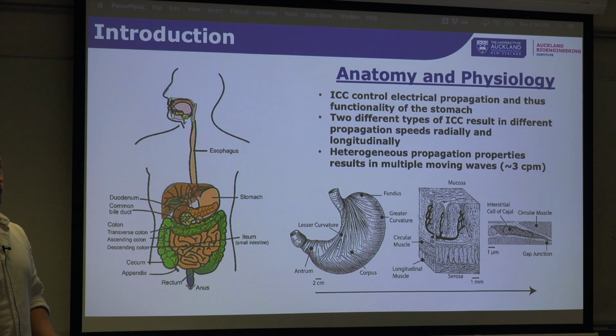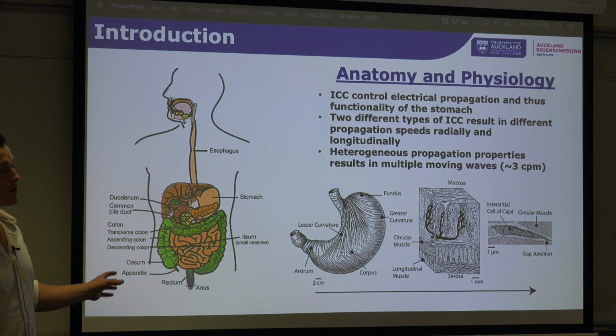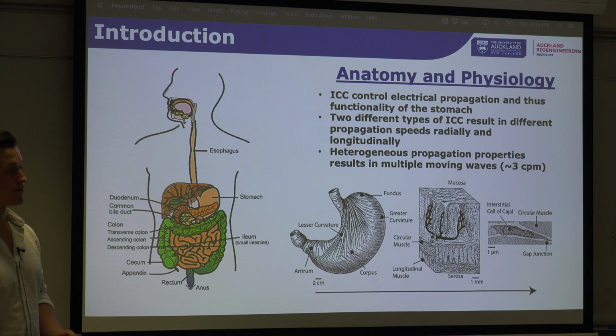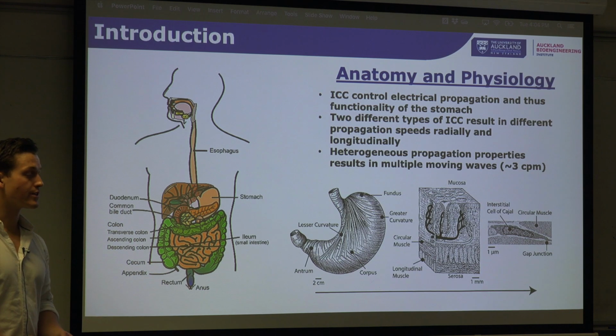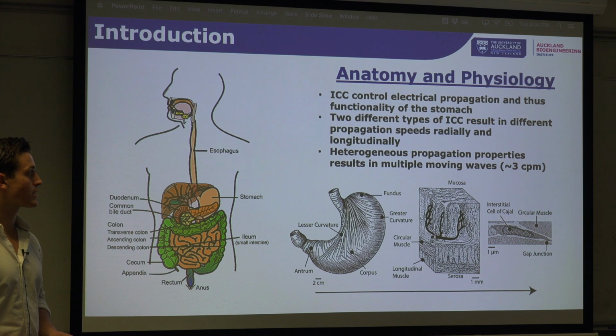Before I jump into the work that I did and the specialty that we've been working on, I'm going to go into the background of the anatomy and physiology of the stomach, and then I'll work my way forwards from there. The stomach is an important part of the GI tract and plays a vital role in digestive function. The stomach is controlled by electrical propagations, and this electrical propagation is controlled by the ICC in the stomach. These ICC cause depolarizations at different speeds, radially and longitudinally, and we see these propagations going down the stomach, and they're called gastric slow waves.